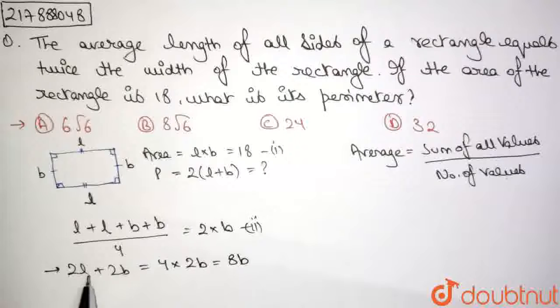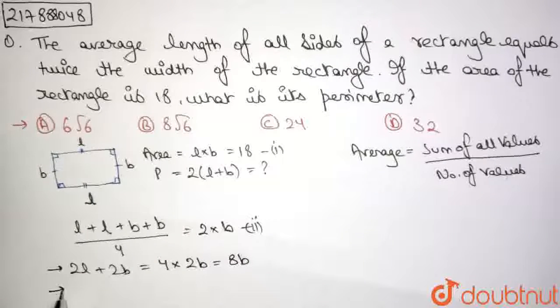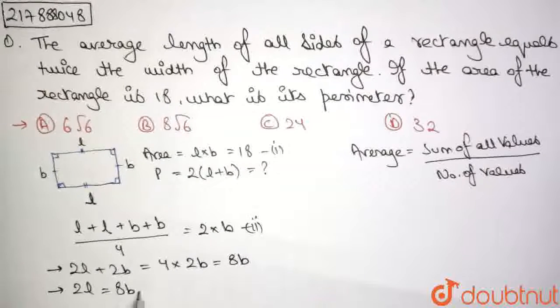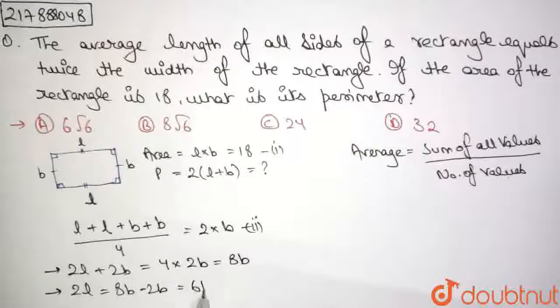So I can say twice of L plus twice of B is equals to 8 times B. Now, if I subtract twice of B from both the sides, I'm simply going to say twice of L. This term is obviously going to get cancelled out because I'm subtracting both sides by 2B, is equals to 8B minus 2B, which is equals to 6B. So I have 2L is equals to 6B.